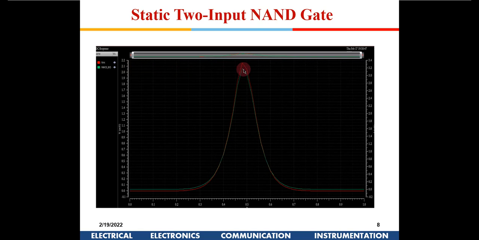This was for 45 nanometer, but when I did it for 1 micron and increased the width, this voltage V int went up to a few millivolts, around 20 millivolts, I think 12 or 20 millivolts. Okay, I'll show you those simulations.